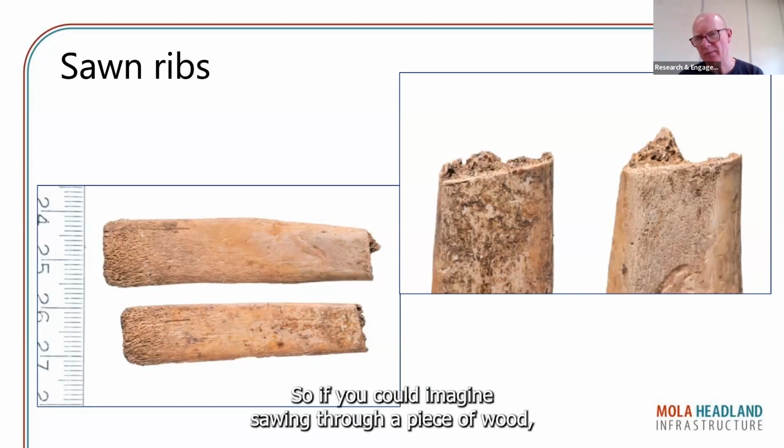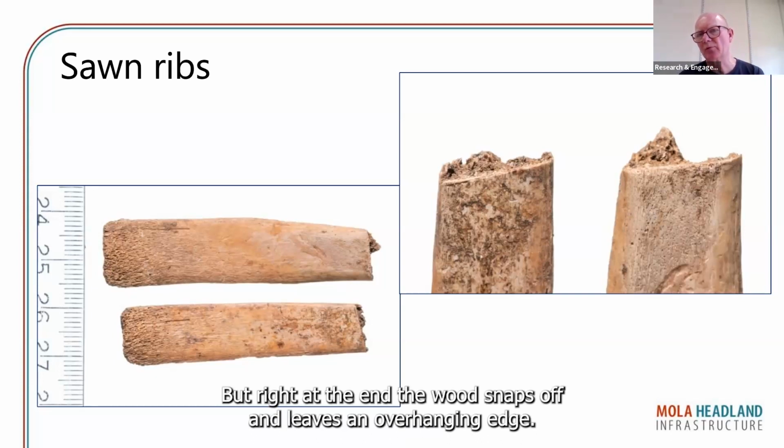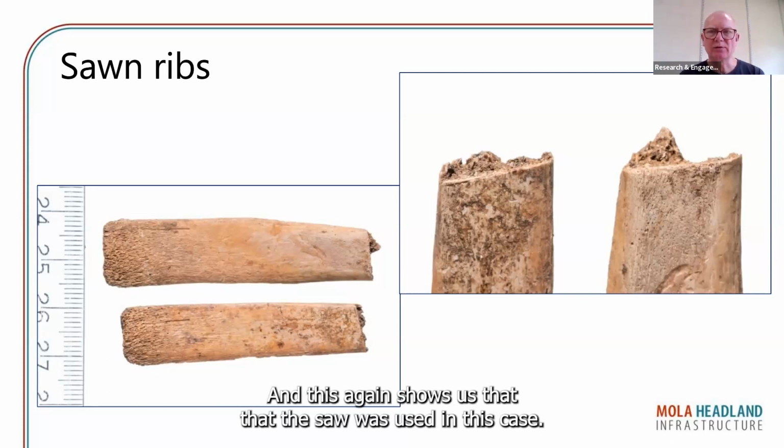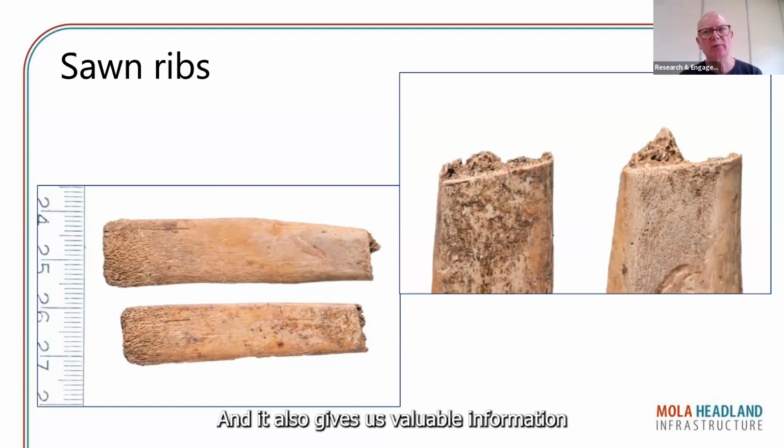So if you can imagine sawing through a piece of wood, you often don't get a clean cut, but right at the end, the wood snaps off and leaves an overhanging edge. And this, again, shows us that a saw was used in this case. And it also gives us valuable information about the direction of the sawn cut. And the interesting thing about this is that it was sawn from the inside out.